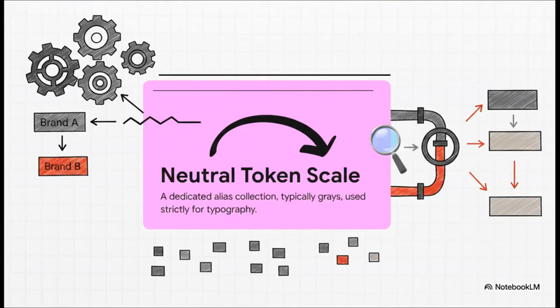This is a dedicated alias collection strictly used for typography and neutral structural elements. What happens is designers mistakenly link their text variables directly to their primary brand scale because, hey, in brand A, the primary color might be dark gray. But when brand B's primary scale is red, your text turns red. You must always introduce an independent neutral token scale to ensure text variables are completely decoupled from primary brand colors.